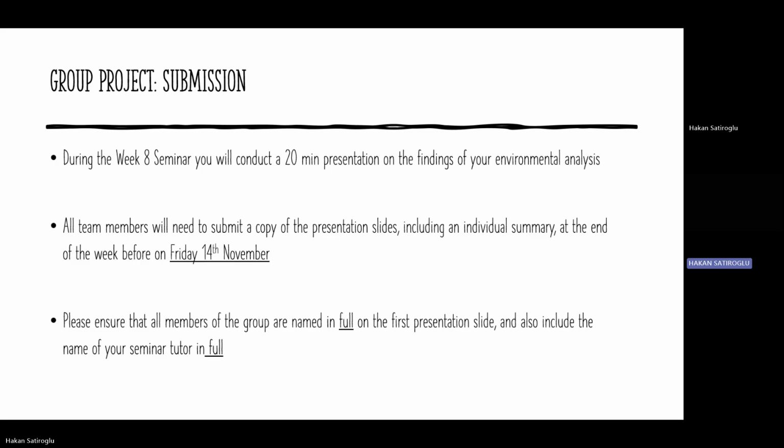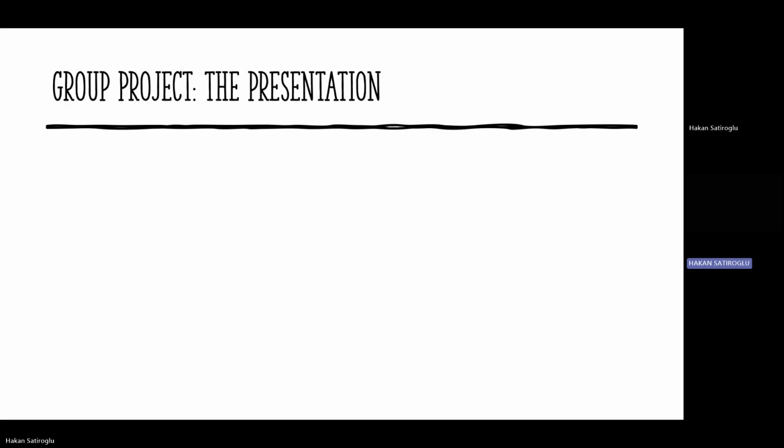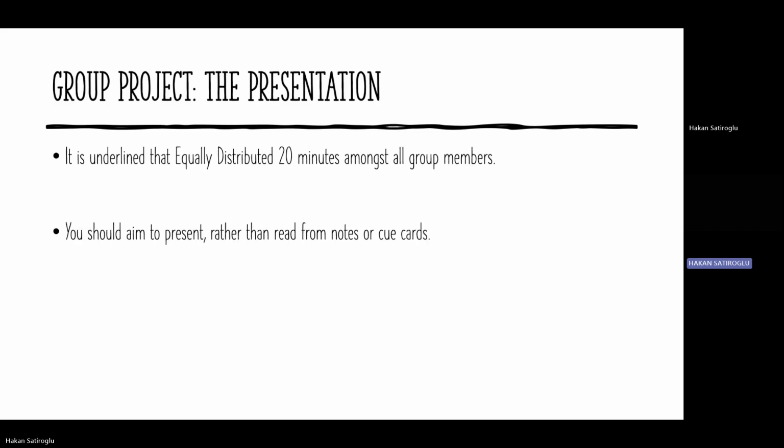Also, I want to add here, if you are doing the political environment, please stick your name on those slides as well, okay? So equally distributed, 20 minutes is important.